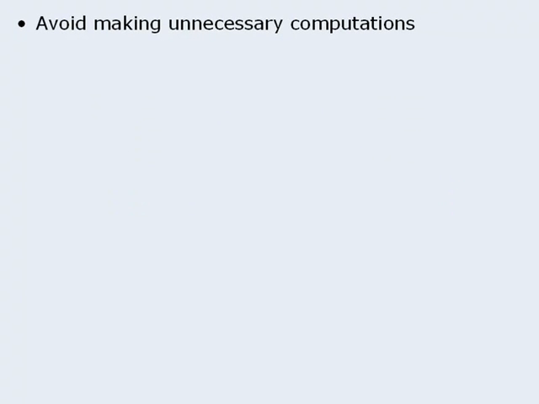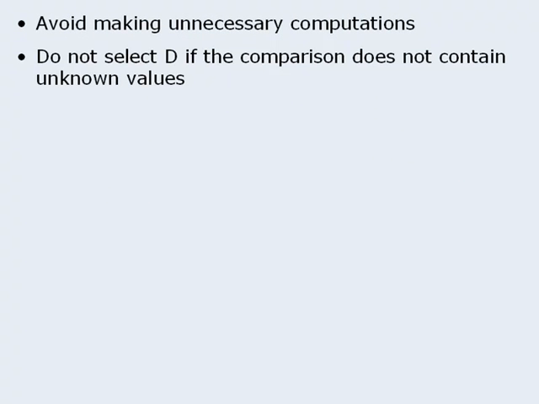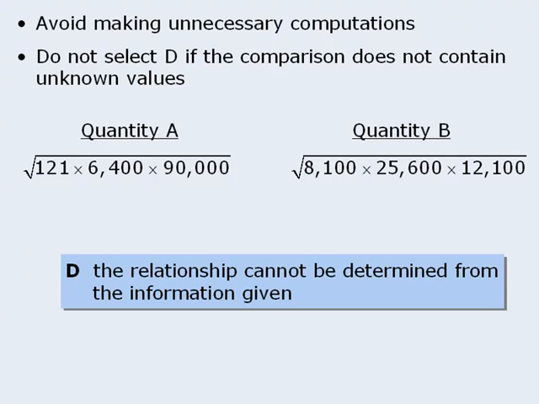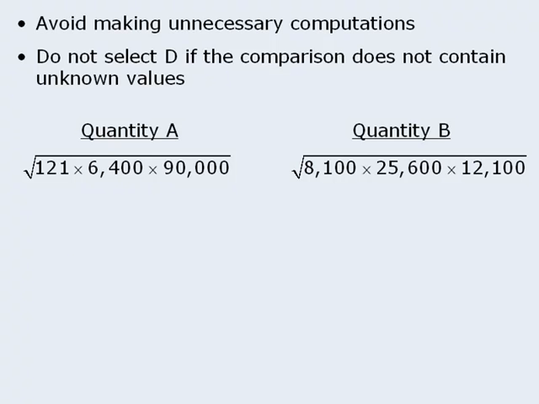Okay, the next tip to consider is do not select answer choice D if the comparison does not contain any unknown values. For example, in this question we can see that both quantities must evaluate to be specific numbers. Now answer choice D says that the relationship cannot be determined from the given information. Well, if the two quantities can be evaluated, then they can definitely be compared. So if you don't know how to solve this question and are forced to guess, then we can be certain that the answer is not D.